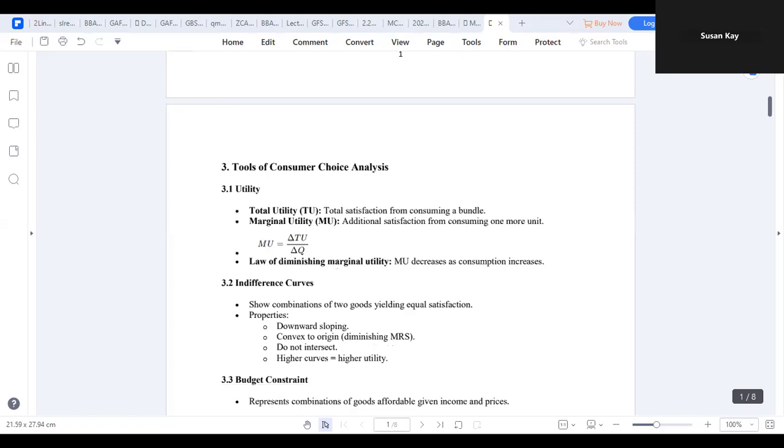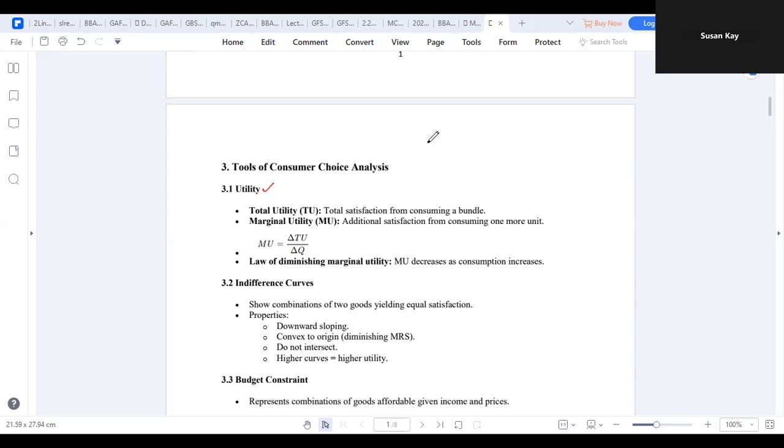I repeat, utility is simply the measure of satisfaction in utils. It measures how happy we are about a particular good. So we have total utility, which is the total utility from consuming a good. Marginal utility is the additional utility that you get from consuming additional units.